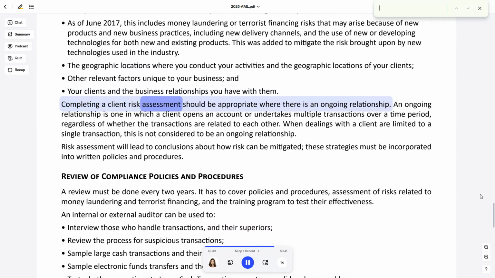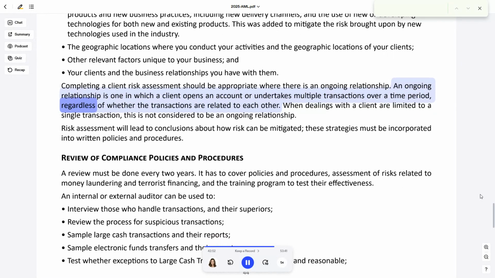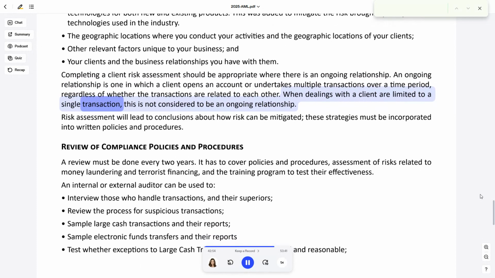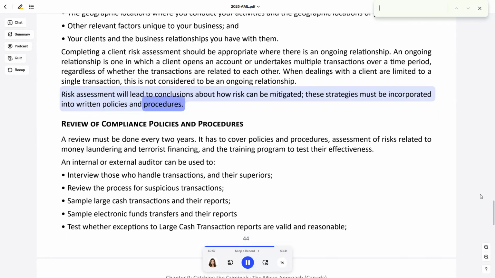Completing a client risk assessment should be appropriate where there is an ongoing relationship. An ongoing relationship is one in which a client opens an account or undertakes multiple transactions over a time period, regardless of whether the transactions are related to each other. When dealings with a client are limited to a single transaction, this is not considered to be an ongoing relationship. Risk assessment will lead to conclusions about how risk can be mitigated. These strategies must be incorporated into written policies and procedures.